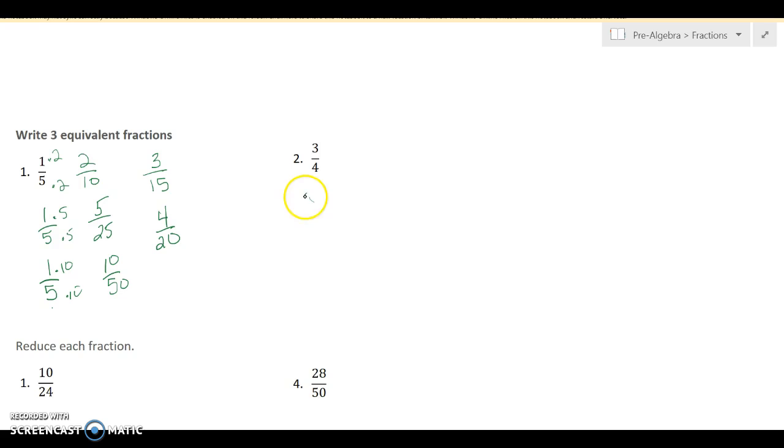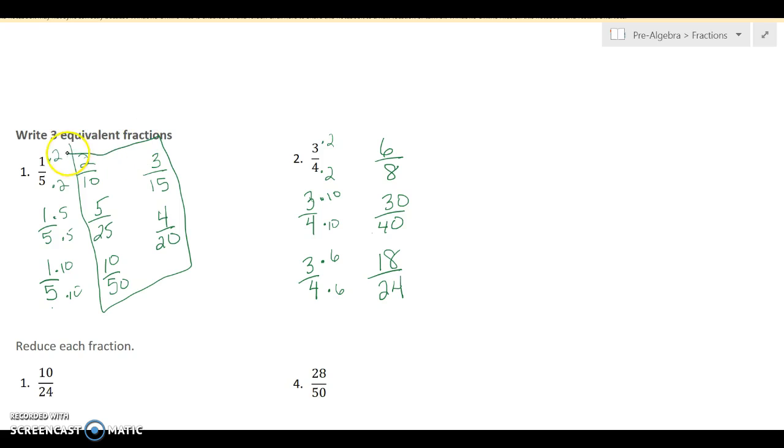For number 2, it's the same thing. I'm going to go ahead and write my fraction again. I'm going to multiply the top by the same number as the bottom. So I chose 2. 3 times 2 is 6, and 4 times 2 is 8. Maybe on the next one you chose 10. 3 times 10 is 30, and 4 times 10 is 40. Last one, let's say we chose 6. Maybe you like to multiply by 6's. So 3 times 6 is 18, and 4 times 6 is 24. So again, there's a lot of different equivalent fractions you can have that mean the same thing. As long as you multiply the top and bottom by the same number, you should be good.